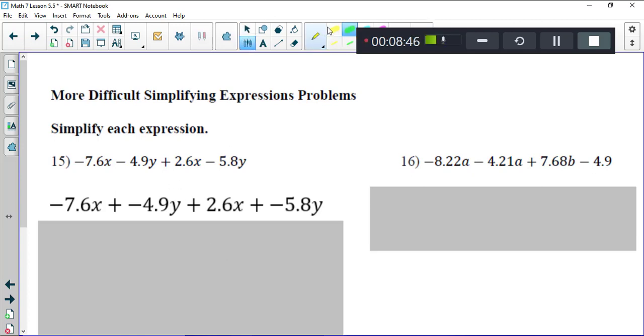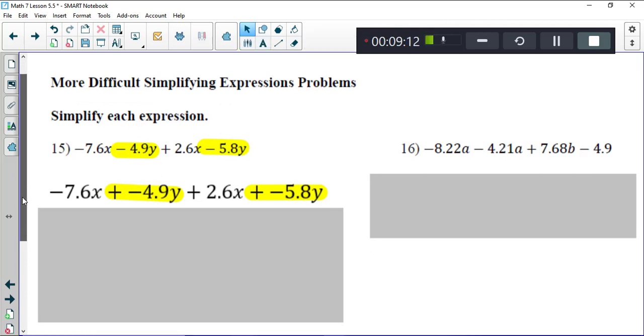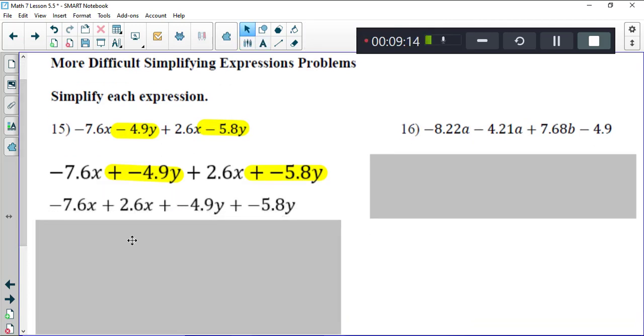So where I have this, and I'm going to highlight some things here, the minus 4.9y and the minus 5.8y, that becomes plus a negative 4.9y and plus a negative 5.8y. I didn't change the plus 2.6x. I didn't change the negative 7.6x. You always change subtraction to addition and the term or number that follows the subtraction sign to its opposite. I then did put the like terms side by side. So I put negative 7.6x plus 2.6x side by side, and then negative 4.9y and negative 5.8y side by side.